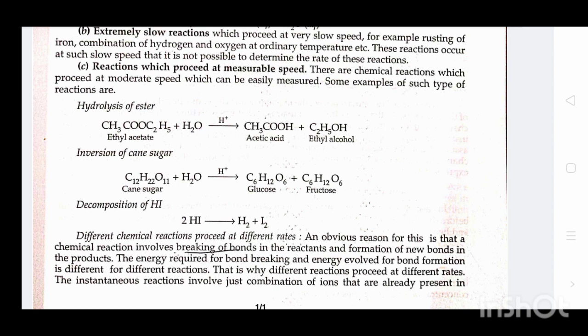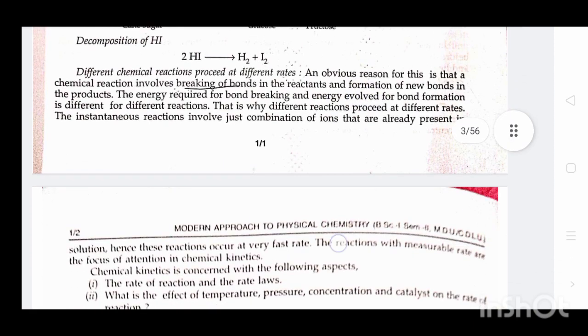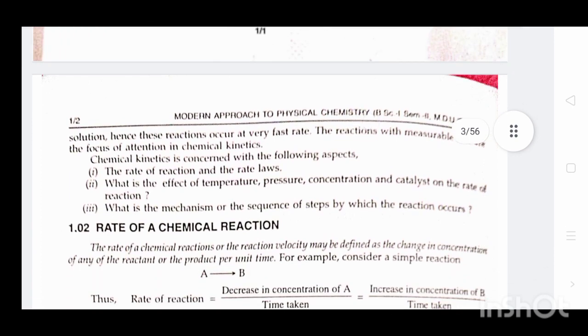An obvious reason for this is that a chemical reaction involves breaking of bonds in the reactants and formation of new bonds in the products. The energy required for bond breaking and the energy evolved for bond formation is different for different reactions. That is why different reactions proceed at different rates. The instantaneous reactions involve just combination of ions that are already present in solution. Hence, these reactions occur at very fast rate.